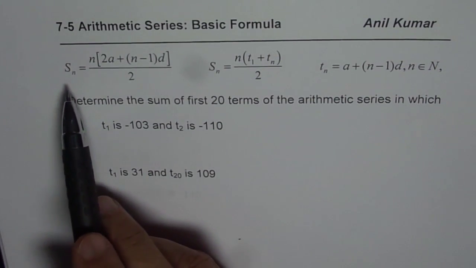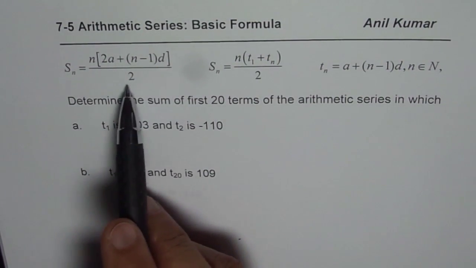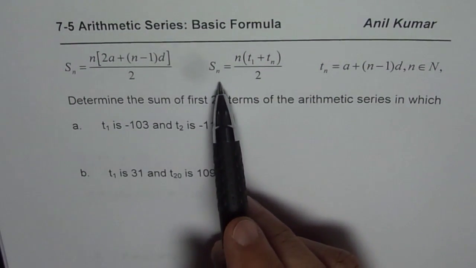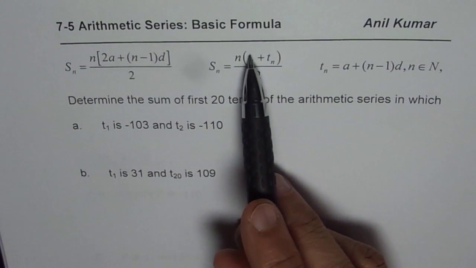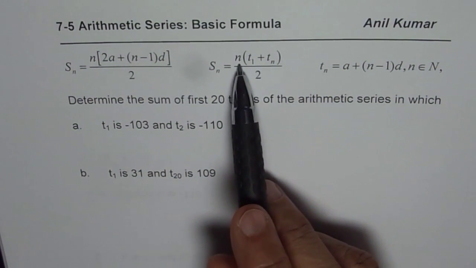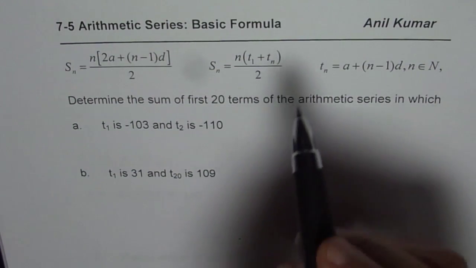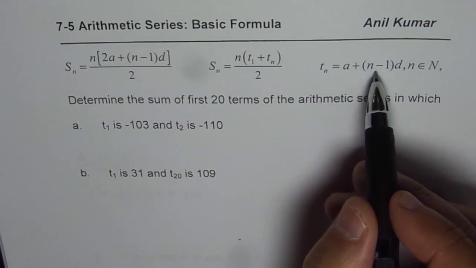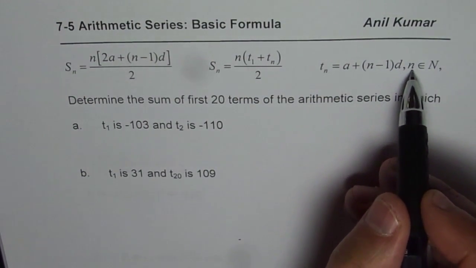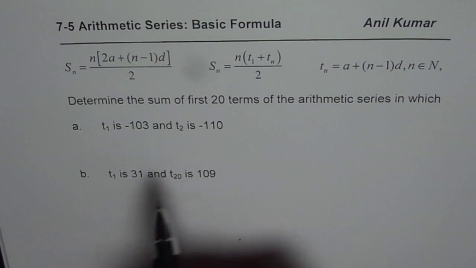So the first formula is S of n equals n times (2a plus (n minus 1) times d) divided by 2. The second one is the average of the two numbers, first and the last number, times the number of numbers. That is how I read the second formula, where the nth term is a plus (n minus 1) times d, and n belongs to natural numbers, right? So let's begin by answering these questions.